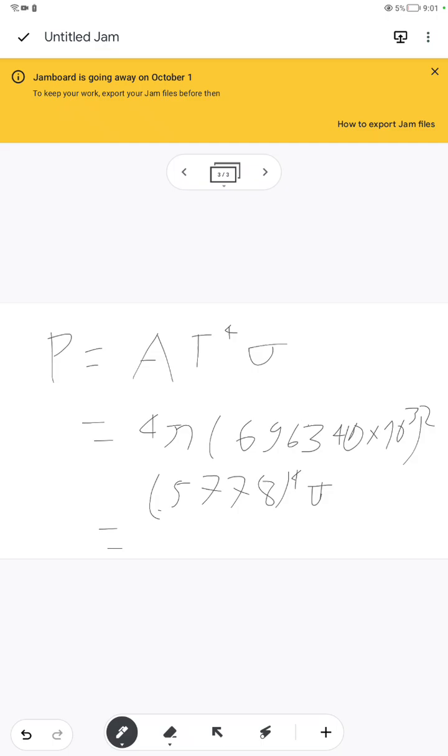And the calculator now shows it's 3.85 times 10 to the power 26. And don't forget the unit, this is also very important. The unit is watts, joules per second.